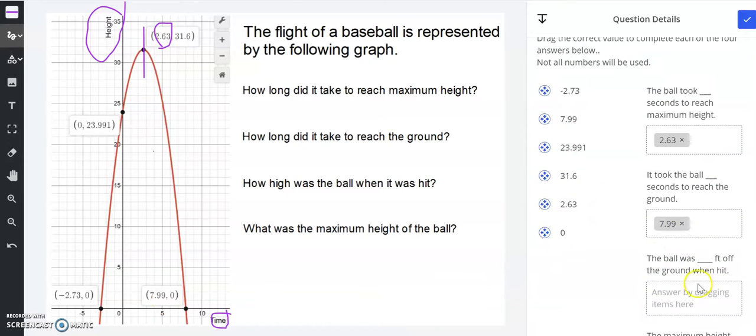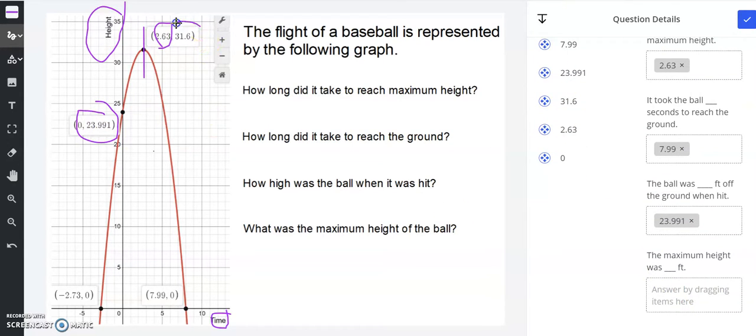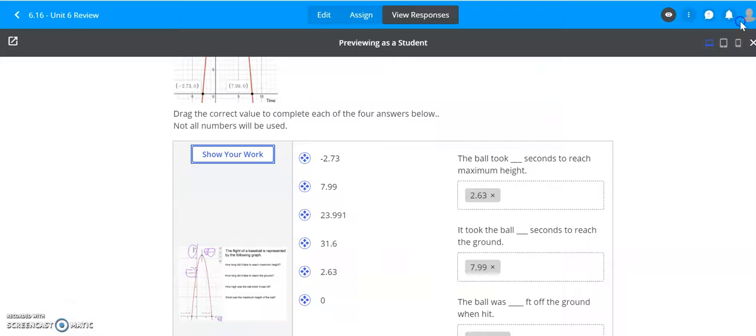How far off the ground was the ball when it was hit? So here's where we started. It's off the ground by 23.991 feet. Maximum height is this number here, 31.6. And that's it for that question.